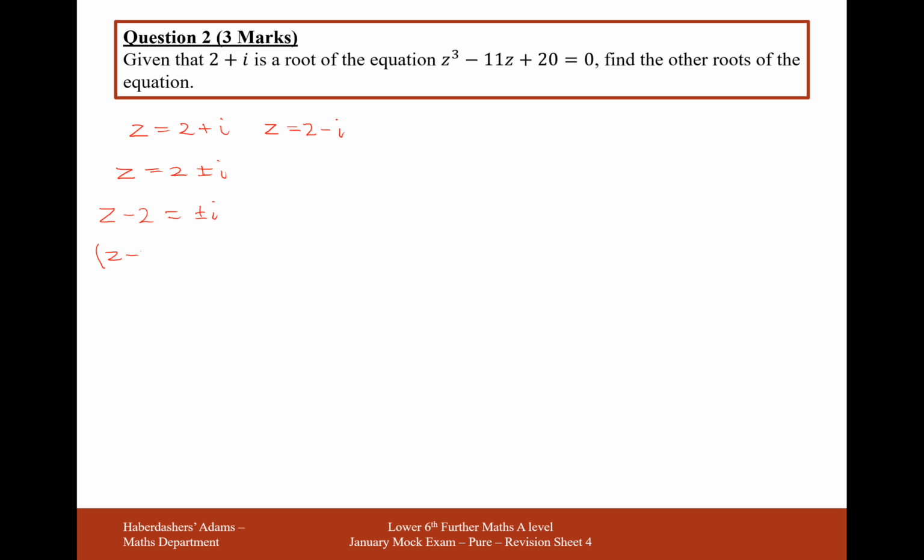So the left hand side will be relatively straightforward, z minus 2 squared. And the right hand side, well, plus i squared is going to give me minus 1, and minus i squared, that's going to give me minus 1 times i times minus 1 times i. Now these i's will multiply together to make a minus 1, so I've effectively got a triple negative, so both of these values are going to be minus 1.